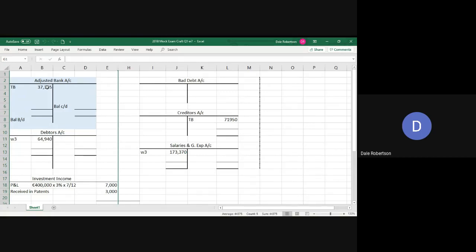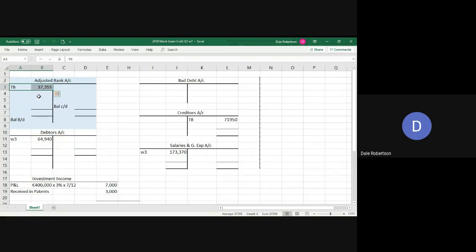Now, when you read the working, it says the figure for the bank in the trial balance is taken from the farmer's bank account, and that figure is 37,355. It's about 3 up from the bottom of the trial balance. It says, however, a bank statement arrived showing a balance of 44,375 money in the bank. That's a discrepancy.